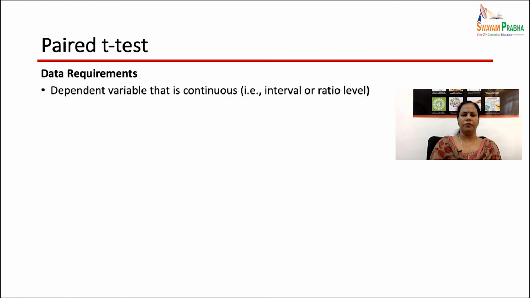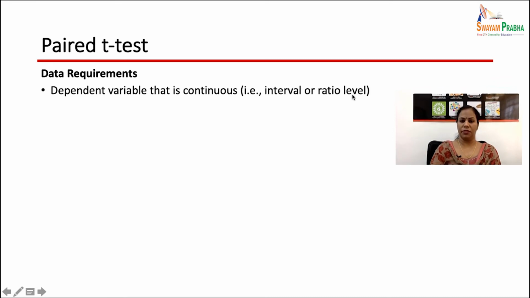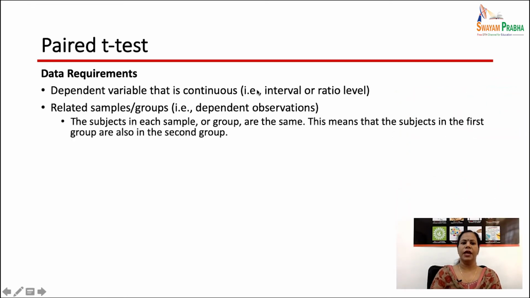Now, data requirement: one thing is that the dependent variable is continuous. Always, the dependent variable which you are calculating for the t-test should be interval or ratio level, meaning it should be quantitative data. And related sample or group: always the sample or group should be the same, and the subjects in each sample or group are the same, which means that subjects in the first group are also in the second group.